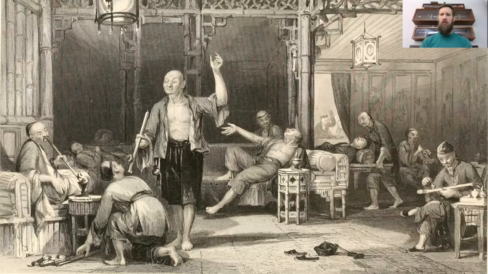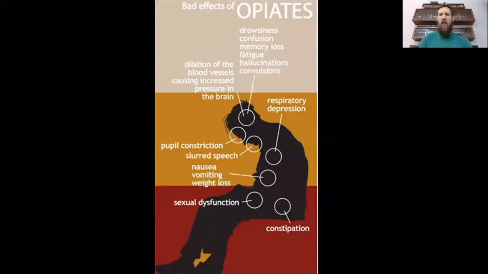And it can be used to very effectively treat long-term chronic pain, which is actually the cause of today's opioid epidemic in the United States: over-reliance on this type of drug for chronic pain. But there are also quite a number of negative effects. You have drowsiness, confusion, memory loss, a lack of energy, hallucinations, convulsions, increased blood pressure in the brain, increased challenges with breathing, slurring of your speech, weight loss, vomiting, nausea, constipation, sexual dysfunction.